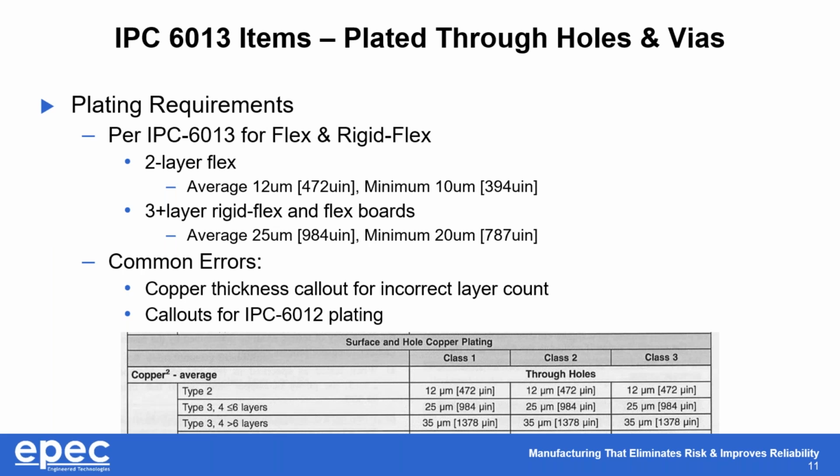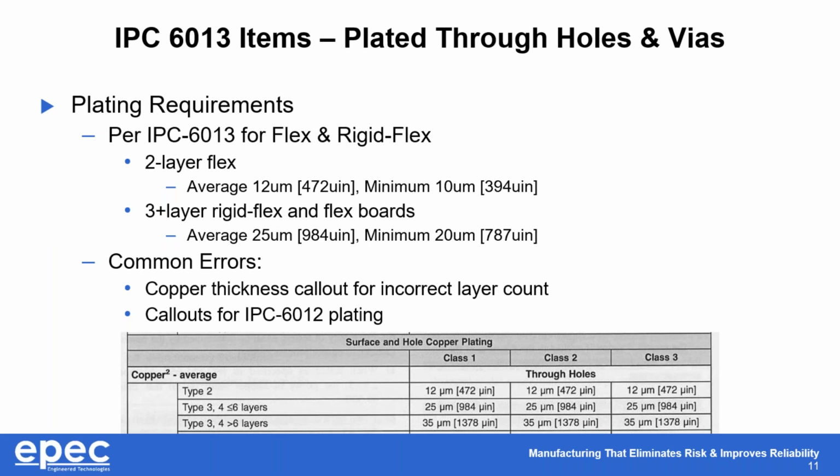Moving on to plating requirements. Per IPC 6013 for flex and rigid flex, a 2-layer flex is dictated to have an average of 12 micrometers or 472 microinches, with a minimum of 10 micrometers or 394 microinches. This changes, however, when we get to 3 or more layers for rigid flex and flex boards, where the average then jumps up to 25 micrometers or 984 microinches, with a minimum of 20 micrometers or 787 microinches.